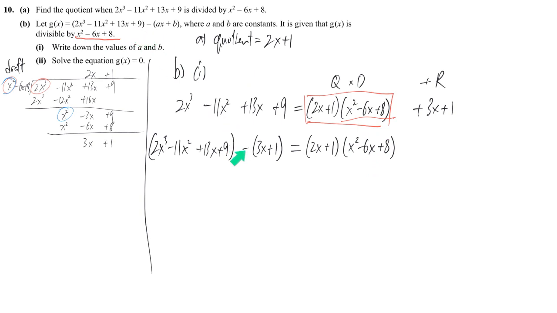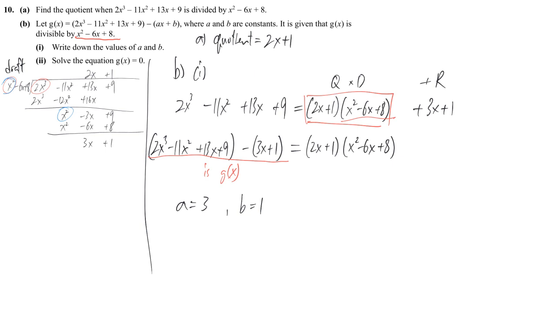So what they try to tell you is to compare this one and this one. This is g(x). So by comparison, we know that A is equal to 3, B is equal to 1. A representing this coefficient, B representing this constant. We get A and B directly. This is the quickest method by using part A.